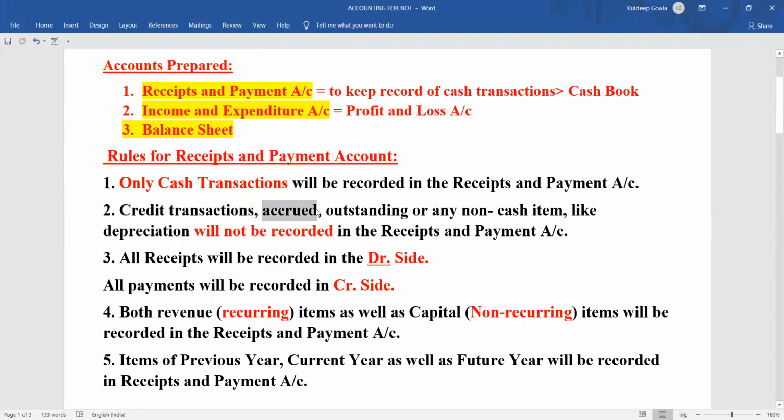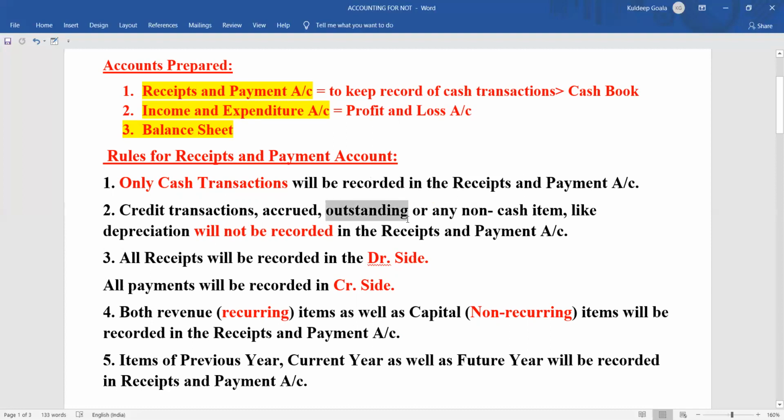Okay, accrued item means any income which you are supposed to receive but we have not received, like commission accrued or accrued commission. That we are supposed to get, we have not received, that will also not come here. Outstanding item, any payment that is to be made, or any receipt that we are going to receive but we have not received till now. Any amount of money that we are supposed to receive but we have not received till now, that will also remain as outstanding.